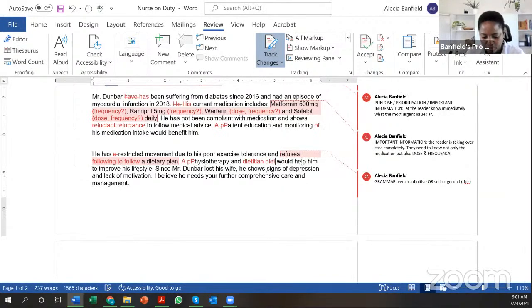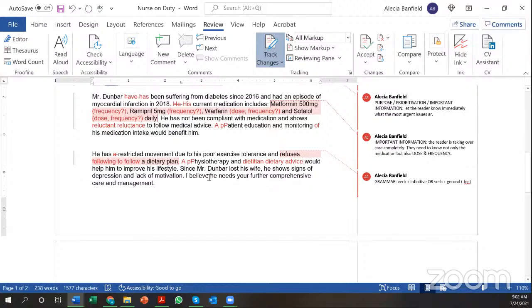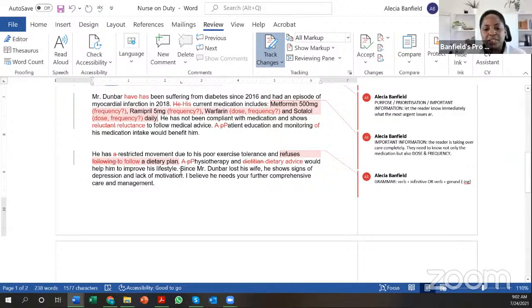Okay. That's advice with a C, the noun. To follow process exactly in person. Thank you, Biji. Biji's on fire today. Okay. Dietary advice would help him to improve his lifestyle. Since Mr. Dunbar lost his wife, he shows signs of depression and a lack of motivation.